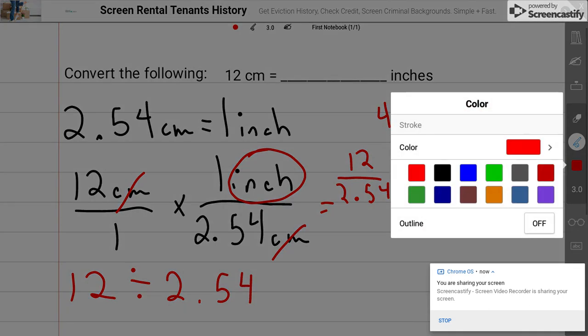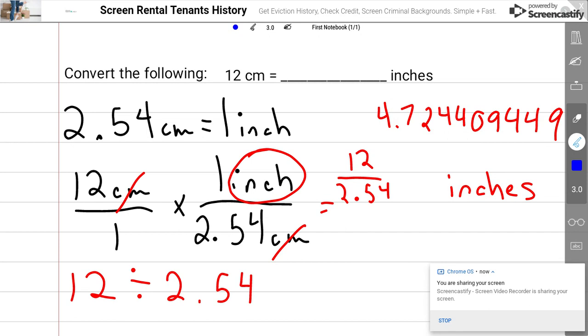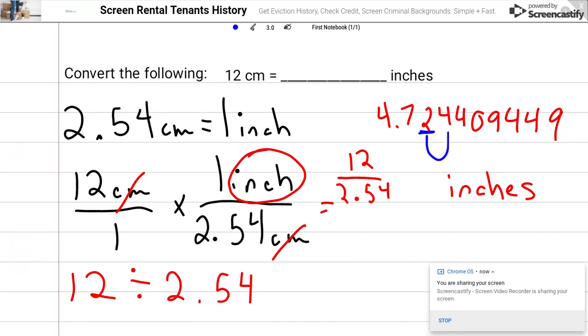So let's get a different color. Let's use blue. I'm going to look at my 2. I'm going to look next door. This number is a 4, so I'm going to be rounding down. So the 2 will stay right where it is. So my answer is 4.72 inches. That's how many inches are really 12 centimeters.